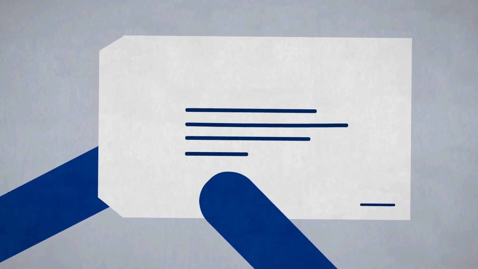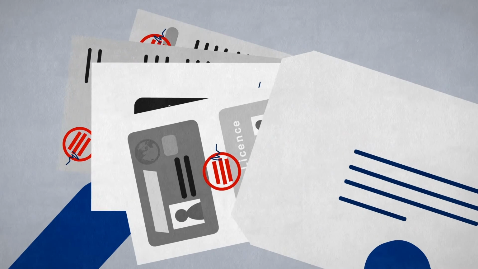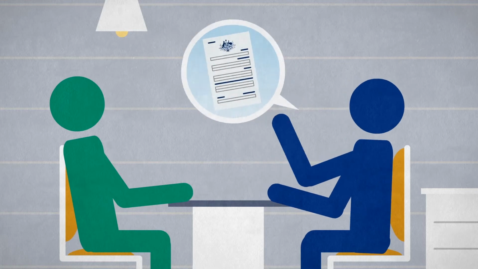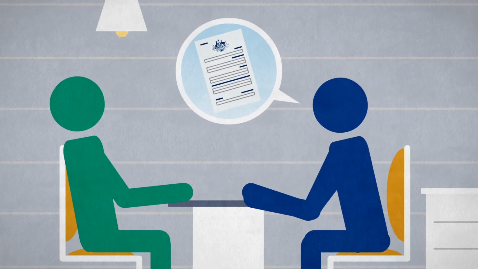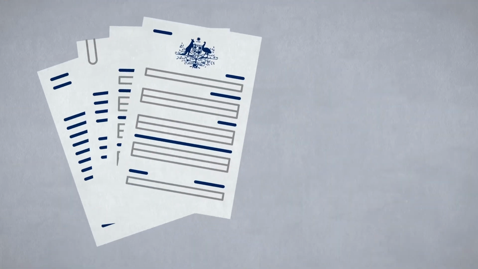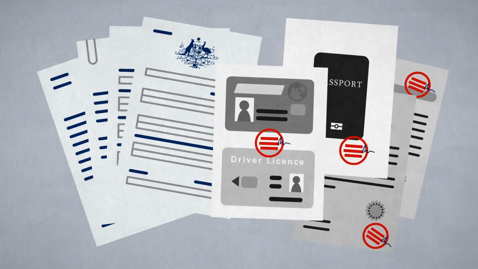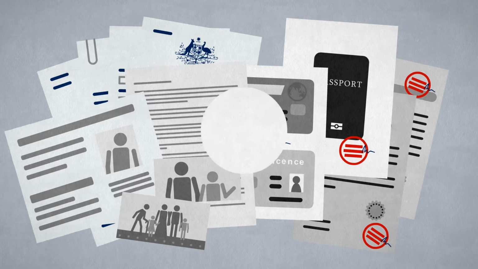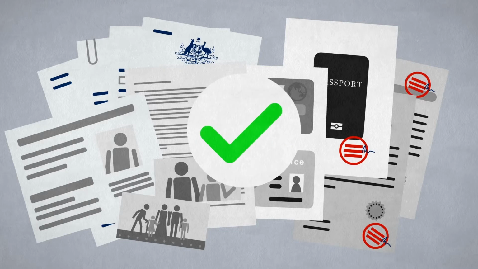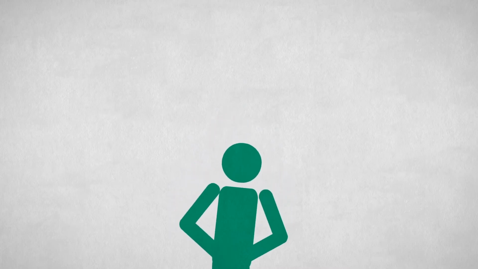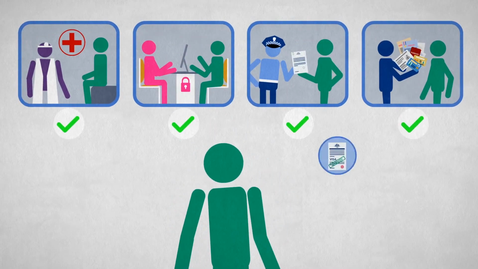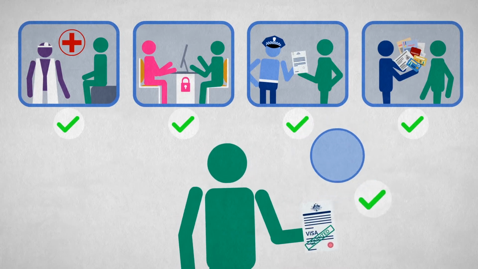The Immigration Department will consider your application and ask you to come to an interview to discuss your application and claims for protection. After the interview, a departmental officer will fully assess all your claims and evidence and make a decision on whether or not you engage Australia's protection obligations. If you are found to engage Australia's protection obligations and meet all other requirements like health, security, character and identity checks, you will be granted a visa.